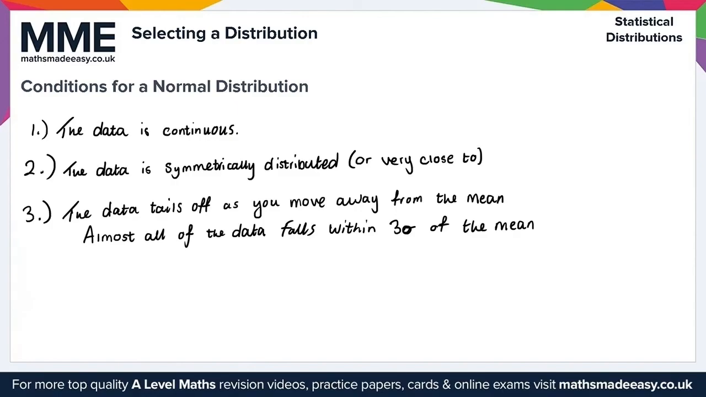So here, to summarise, the data must be continuous, the data is symmetrically distributed, or very close to, with a peak at the mean, and the data tails off as you move away from the mean, and almost all of the data falls within 3 standard deviations of the mean there. Okay, so that concludes this Maths Made Easy video on selecting a distribution.